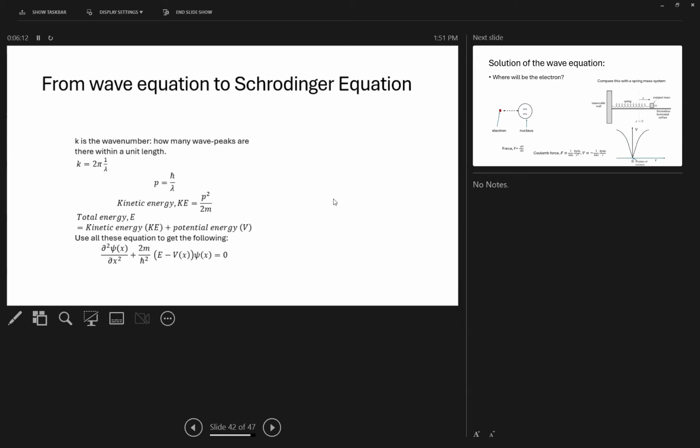So all these very simple laws are well known to us from Newton's equations. The only new thing that we know is this: p is equal to h cut by lambda. Everything else was actually known. The wave equation was known. Newton's equation was known. Now we're just going to combine all of them together.